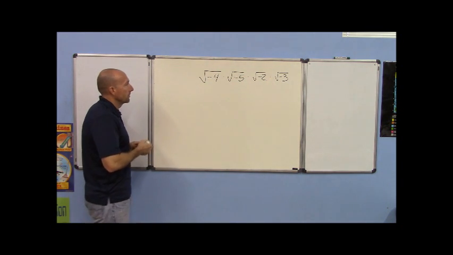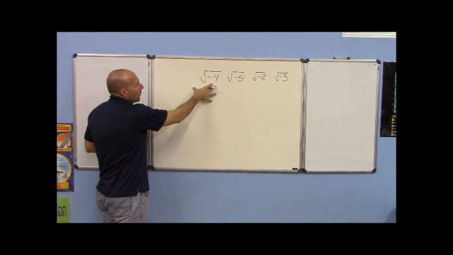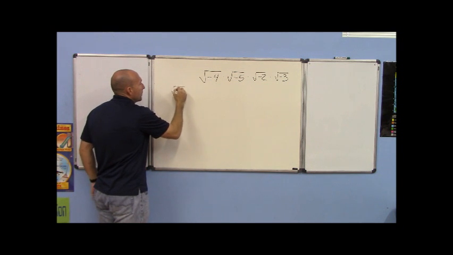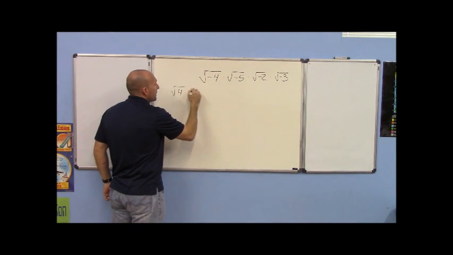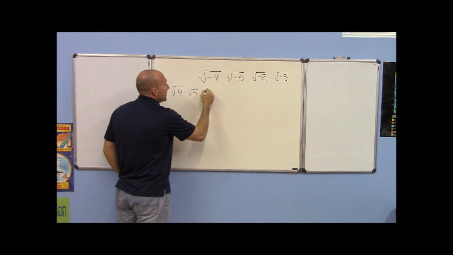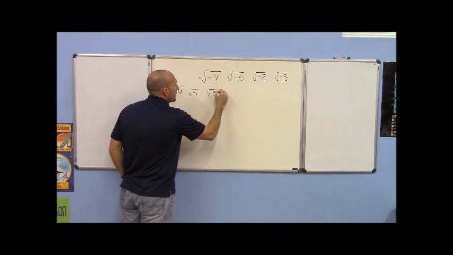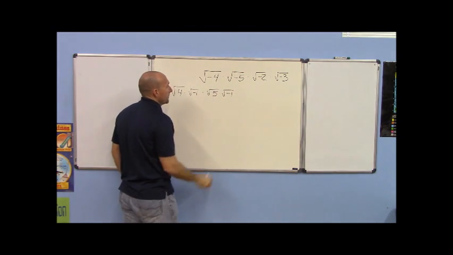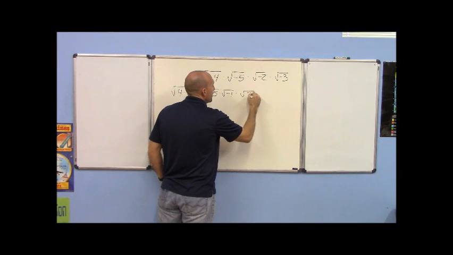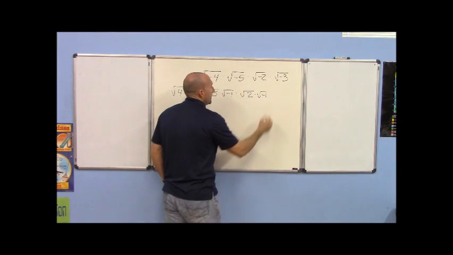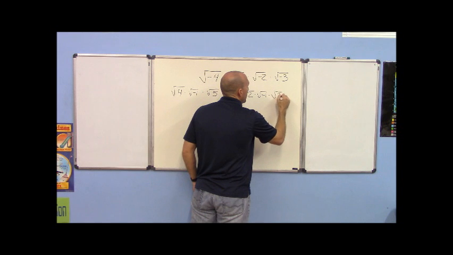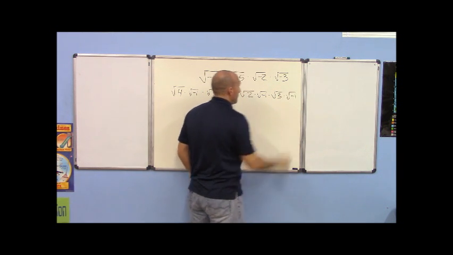But we're not going to on this one. So, we'll start this off. We have square root of positive 4 times square root of negative 1 times the square root of 5 times the square root of negative 1 times the square root of 2 times the square root of negative 1 times the square root of 3 times the square root of negative 1.